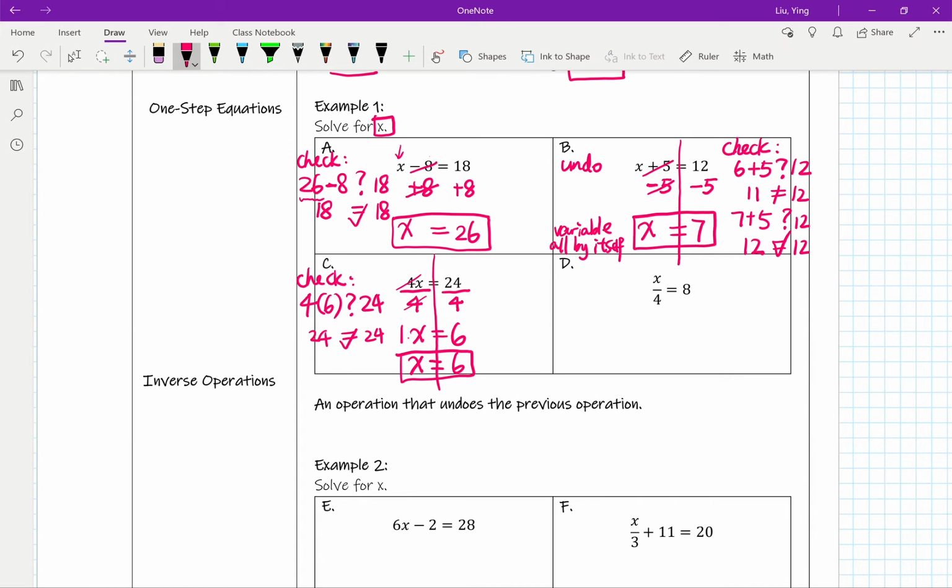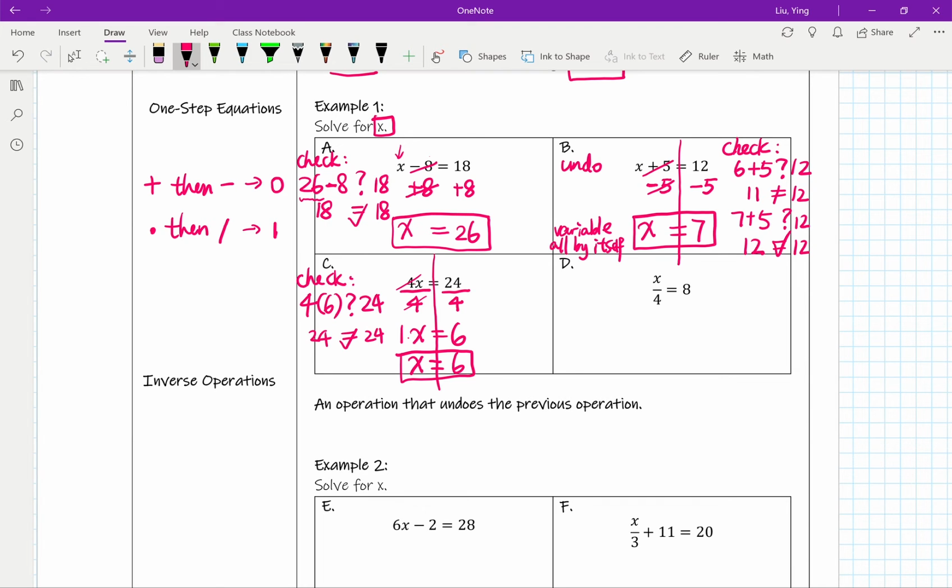Okay? So one thing I want you to notice is that if you add and then subtract the same number, they undo each other and it results in 0, right? So in part C, in this example, when you have something that's multiplied and then you divide by the same number, it's going to result in 1, right? So, okay, that's a side note.